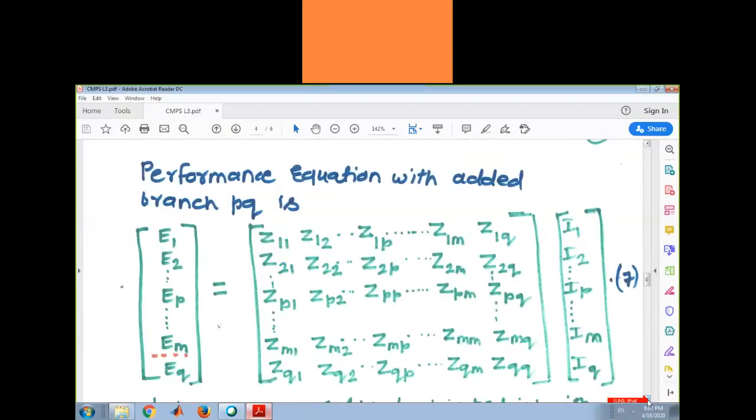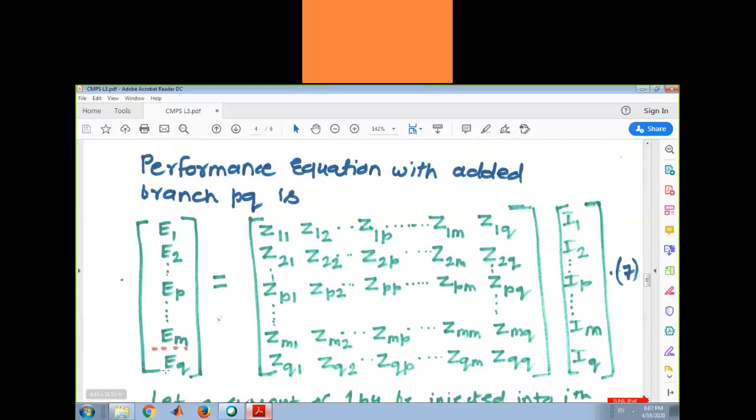This is the performance equation after the new node is added. So EQ is added here, IQ is added here, and an entire row of ZQ1, ZQ2 is added here, and an entire column of Z1Q, Z2Q is added. So all these things are known. This portion is a completely known portion.